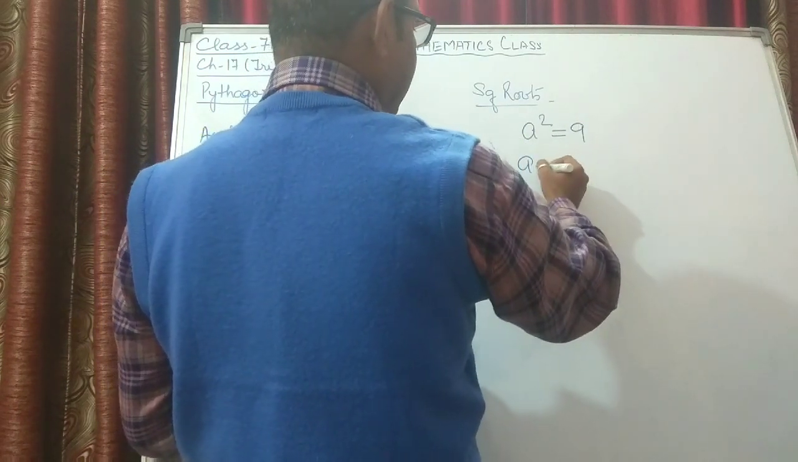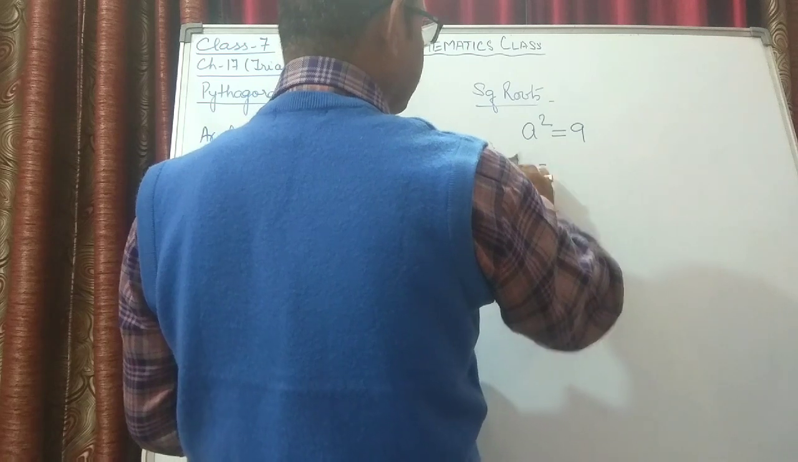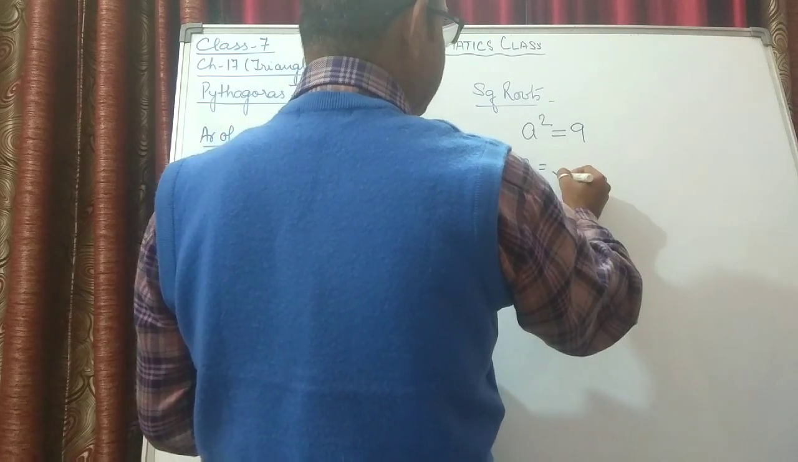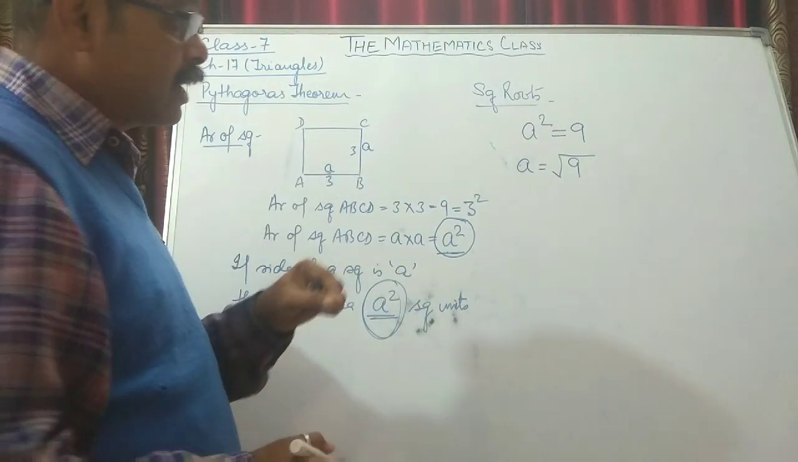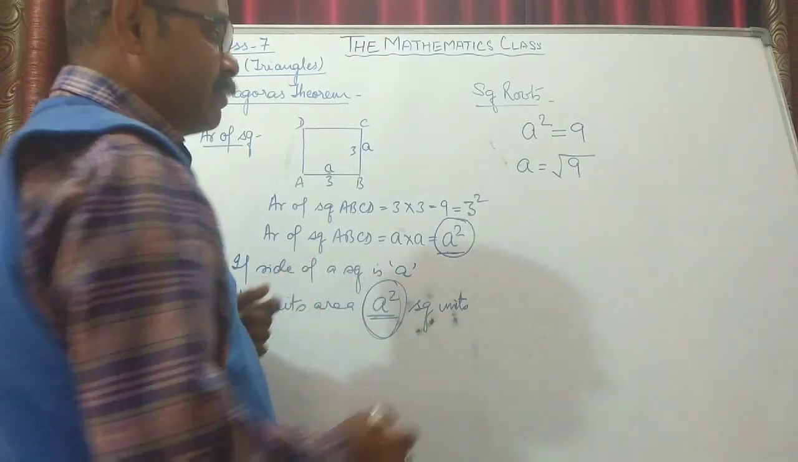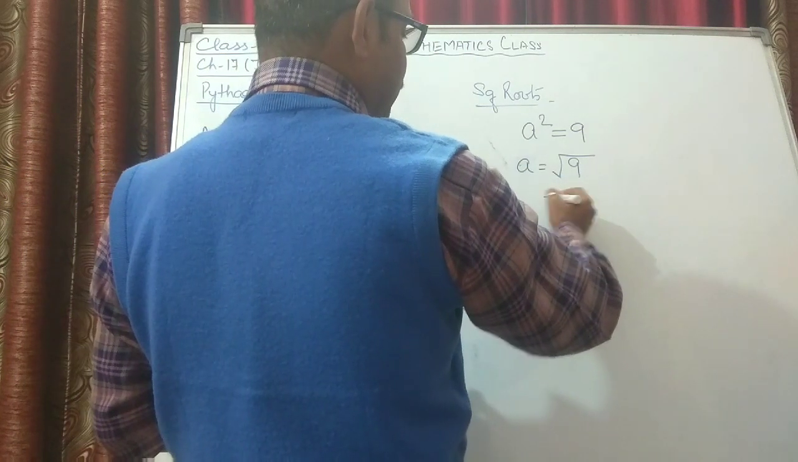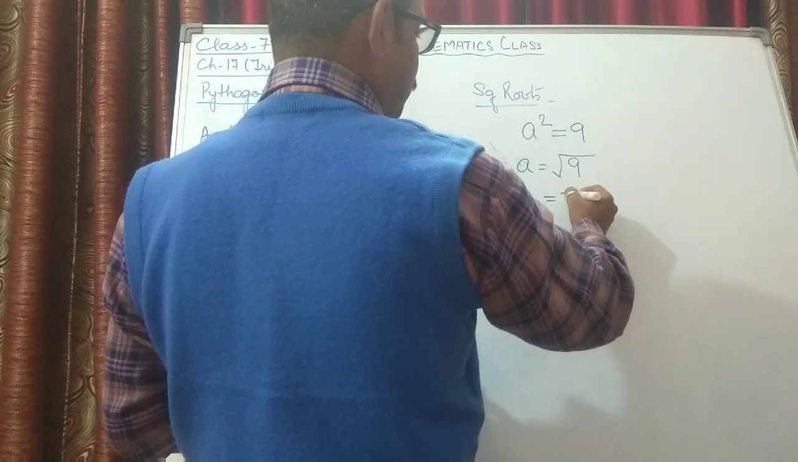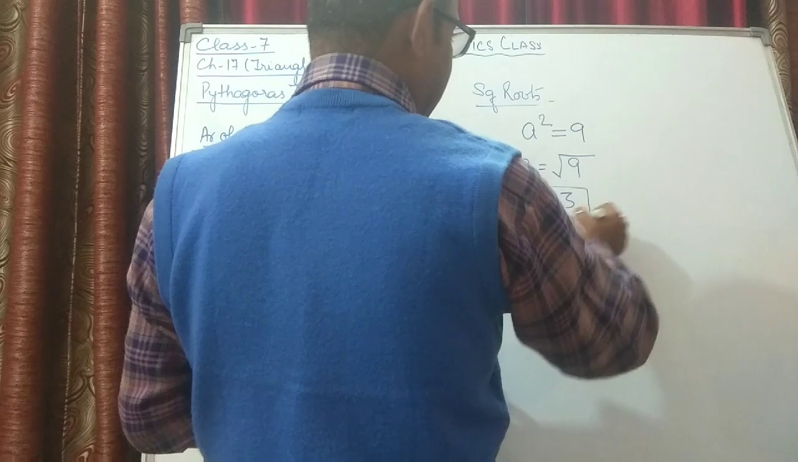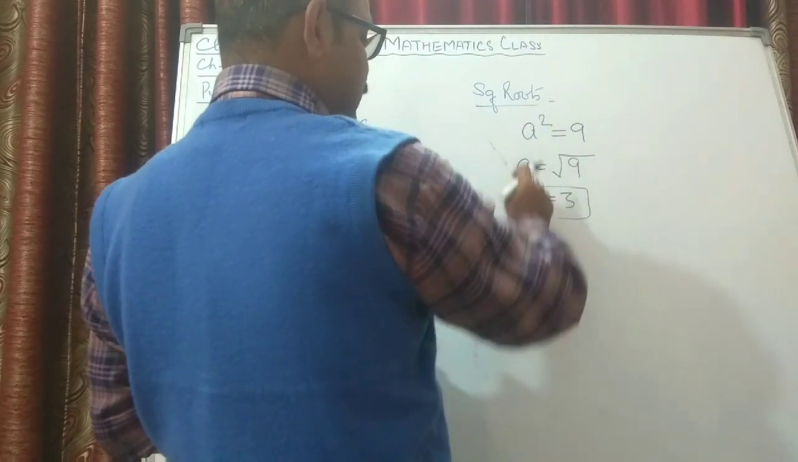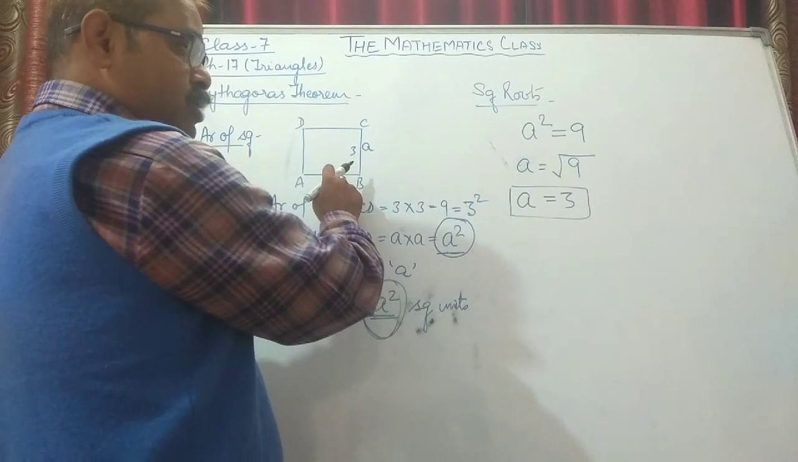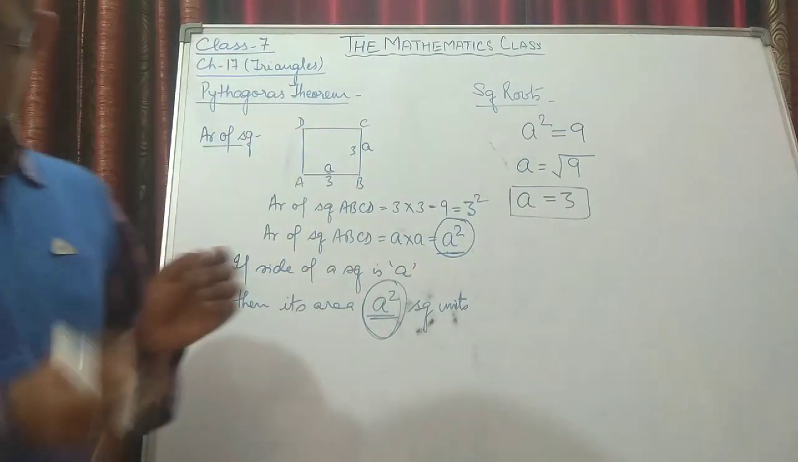So A will be written as under root 9. Under root 9 means we need a number which when multiplied by itself gives 9, and we know that 3 into 3 is 9. So A comes out to be 3. You can see that if the area of the square was 9, then the side is coming as 3, and that was the example taken here.